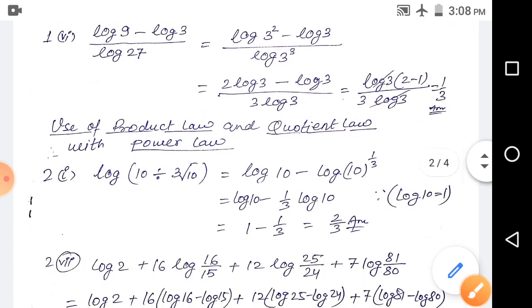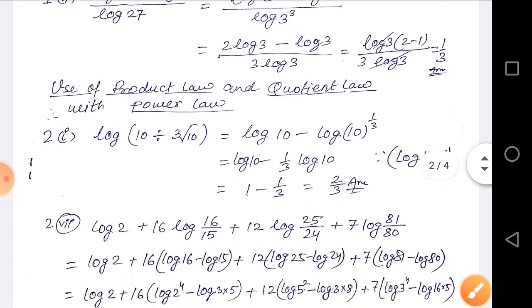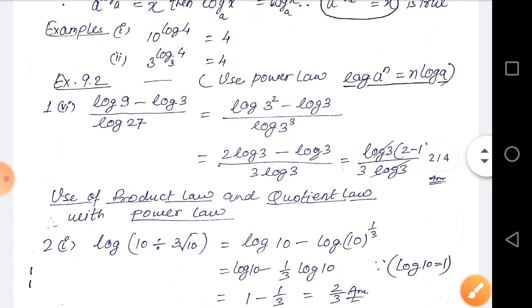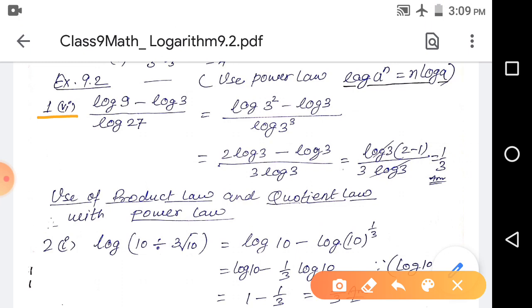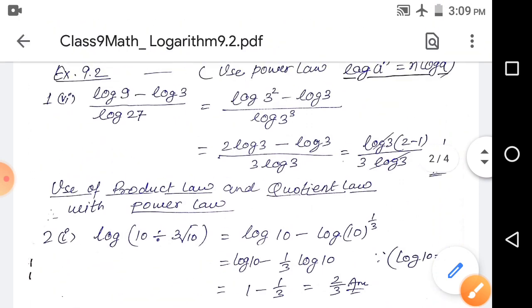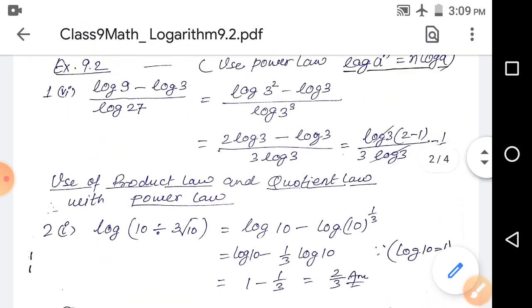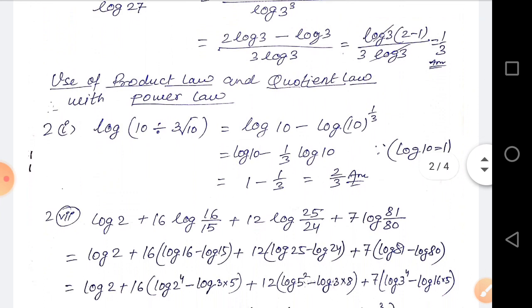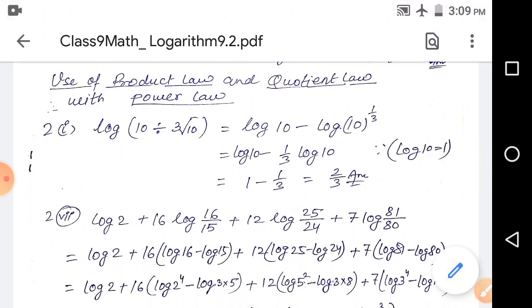Use the product law and quotient law here. This exercise question is basically used with the power law. Okay, only using the power law. So here you can also use the quotient law. Now see this one, use of power law and quotient law at a time.